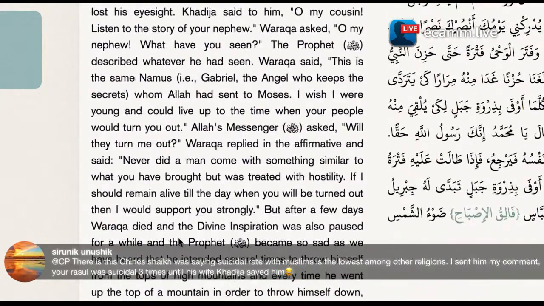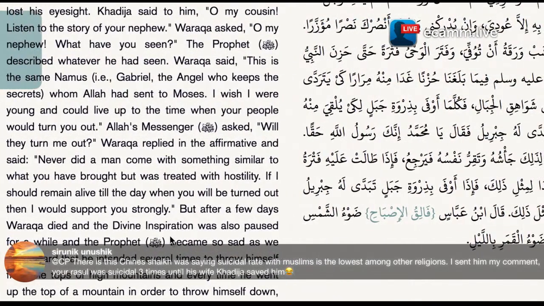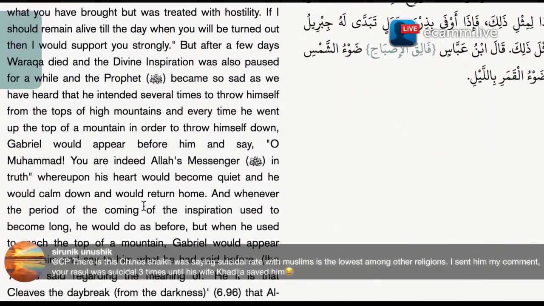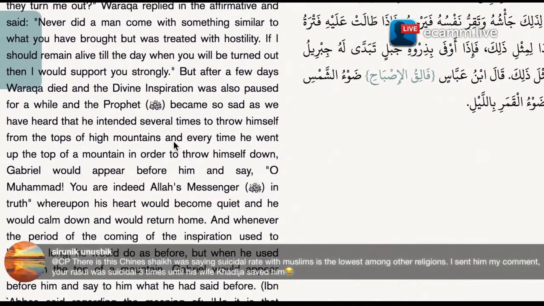But as you see here, this is Muhammad. Muhammad tried to commit suicide many times. Each time he intended, every time he went to throw himself from the top of the mountain, Gabriel, the angel Jibreel, not Gabriel actually, would appear before him and say, "Oh Muhammad, you are indeed the Messenger of Allah."